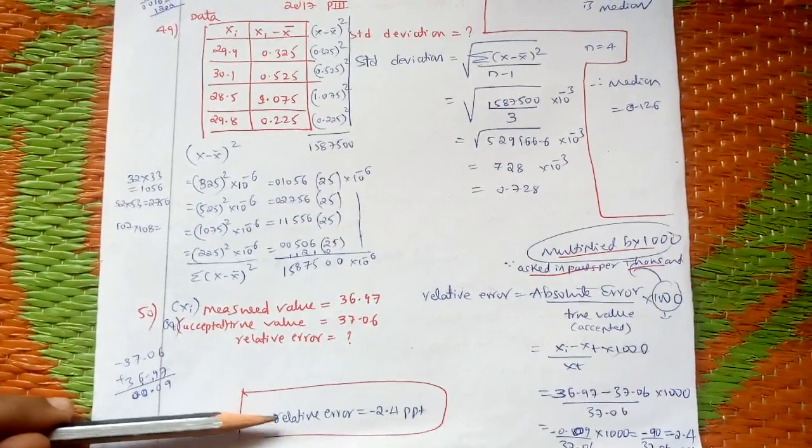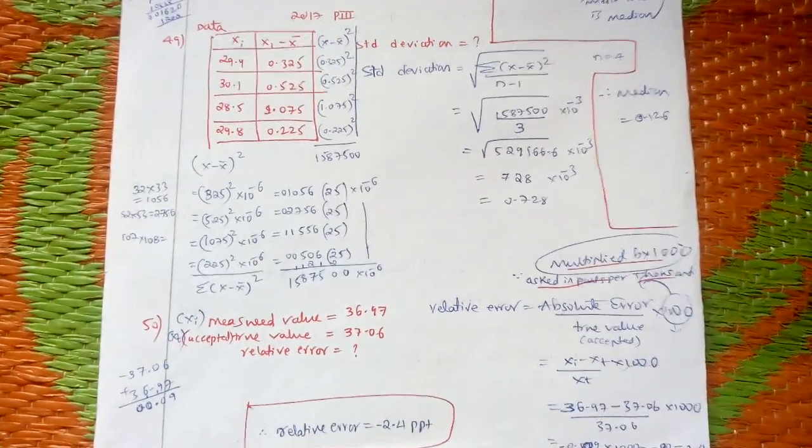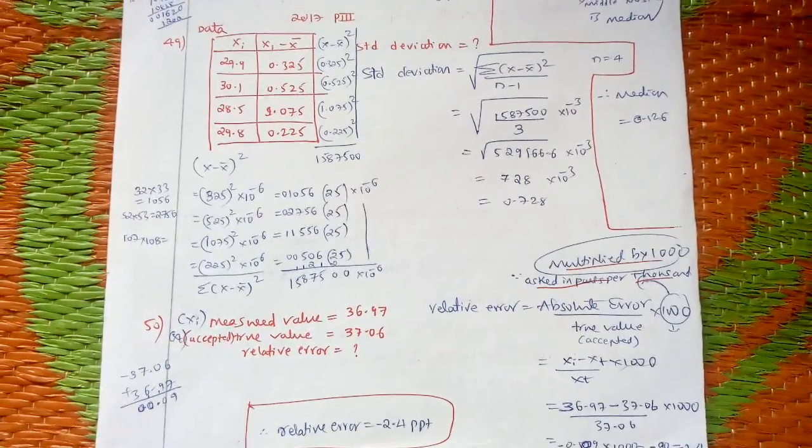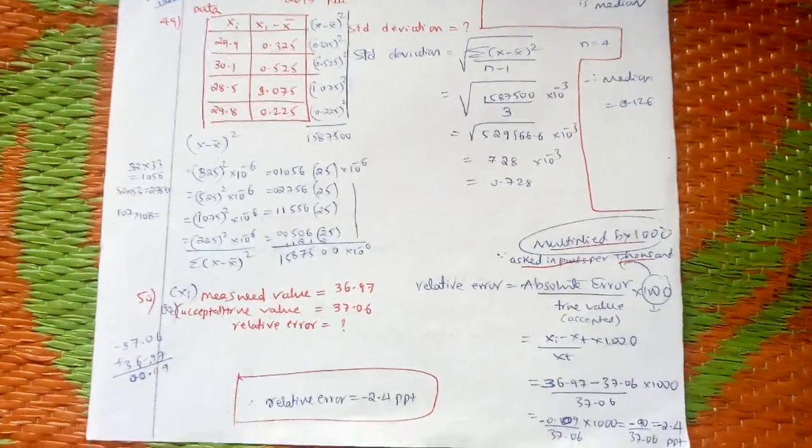Again they asked relative error. They ask only precision, accuracy, relative error, absolute error, standard deviation, mean deviation. This much only they will ask. We have to concentrate mainly on this only.